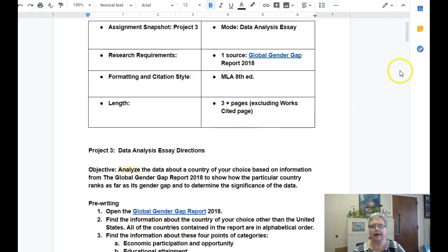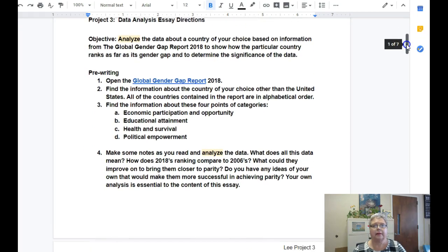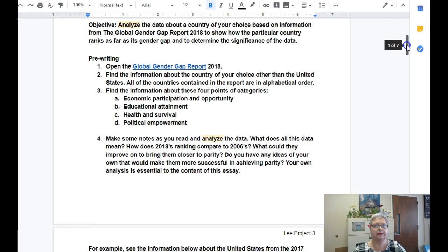3+ pages this time, because when we did our rhetorical analysis, you only had to have 3 body paragraphs and an introduction and conclusion. And this one has 4 body paragraphs, one for each of those categories that you wrote about last week. And then it has the information with your introduction and your conclusion. You should have 3+ pages without any problem for this one.